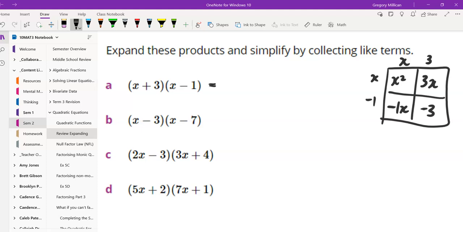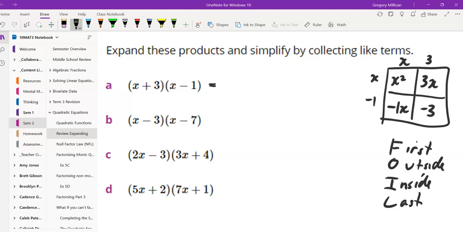Sometimes people are taught what's called the FOIL method. Okay, FOIL stands for firsts, outside, inside, last is what those stand for.